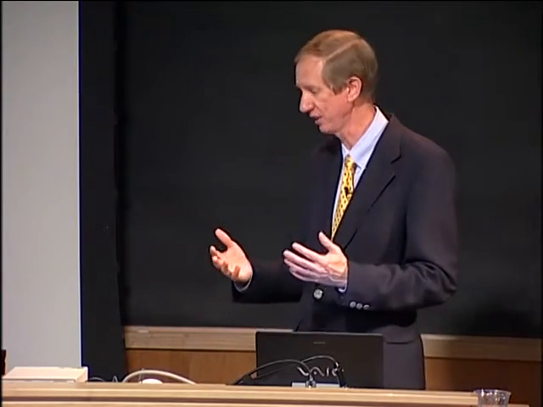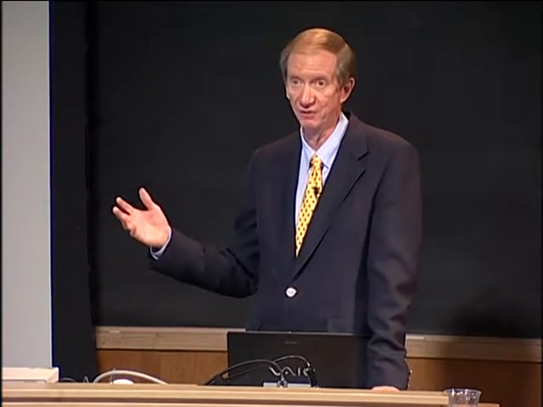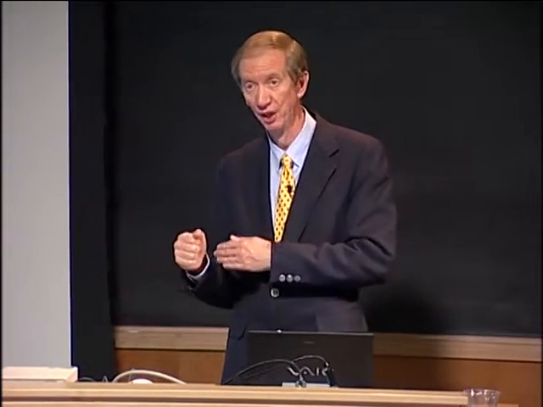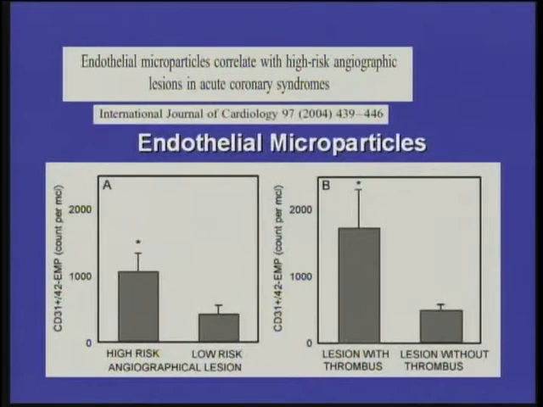So you might have an assay that could predict your risk. What you'd want to do is test in advance somebody who hasn't had an MI yet or hasn't gone into unstable angina or something else they're heading towards. So could this be a predictive test? Platelet microparticles were also elevated, but only in individuals with a more severe form of coronary artery disease, myocardial infarction or unstable angina. They didn't separate stable angina from control like the endothelial microparticles did.